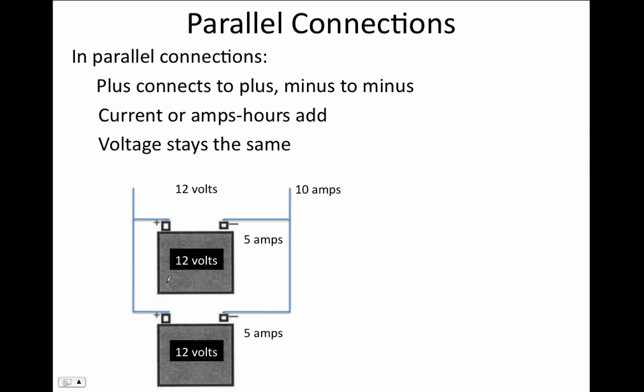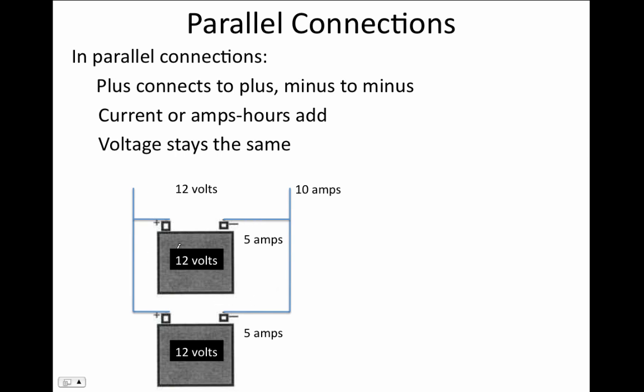And if this battery was putting out 5 amps and this battery was putting out 5 amps, then where they join here, they would add to 10 amps is what you would eventually take off. So in this case, the currents add, but the voltages stay the same. And again, you're connecting the plus to the plus and the minus to the minus.